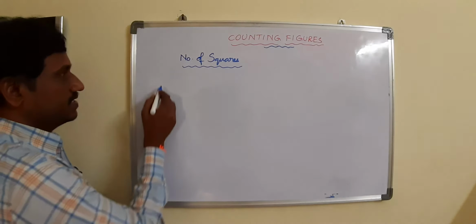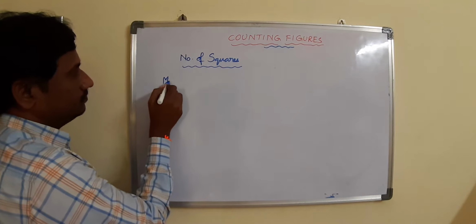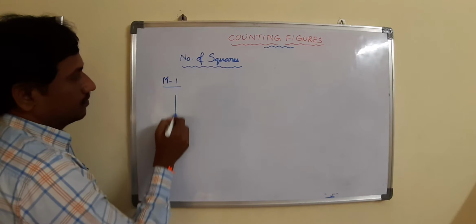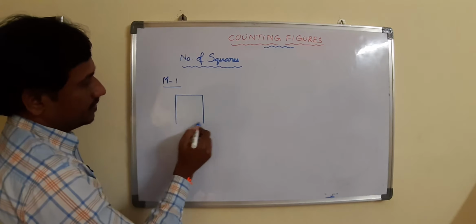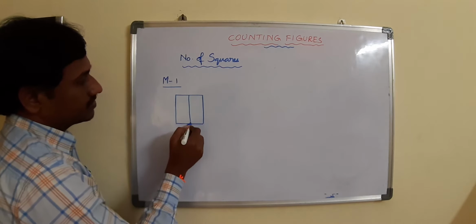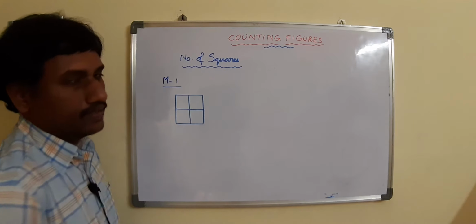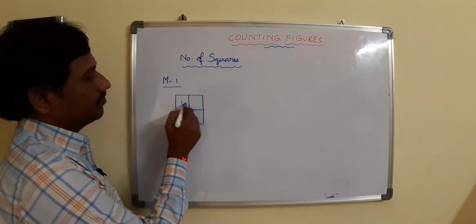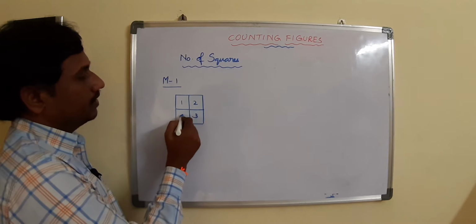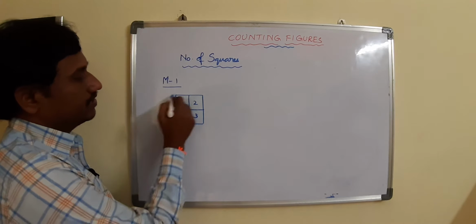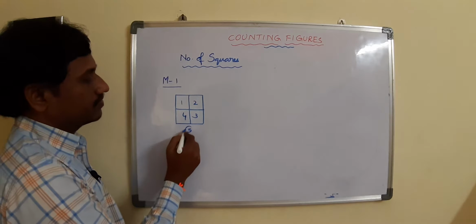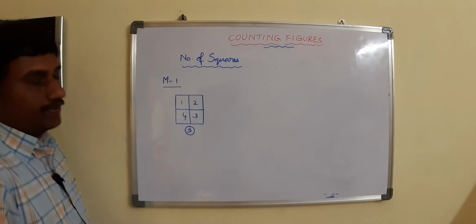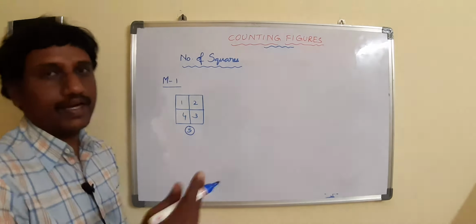First we will see the basic model. A square is given and they divided the square into four like this. Then total number of squares, how many? Simply we can count 1, 2, 3, 4 and this big square together 5. Total number of squares we are having is 5, because it is very simple, then we can count.